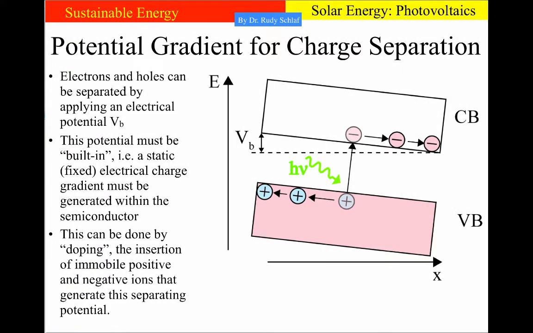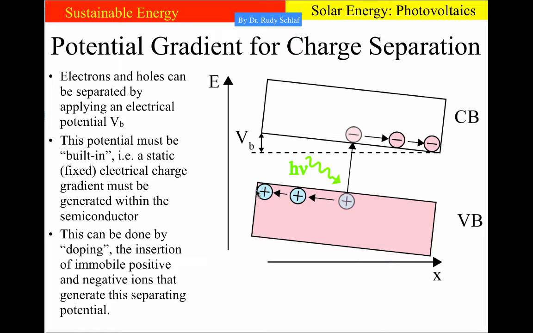This separation of electrons and holes can be achieved by a built-in potential gradient. So in essence, we tilt these bands in a way that electrons roll down the hill to one side, and the holes, because they always do the opposite of electrons because of their opposite charge, they will move uphill towards the other end of the solar cell.